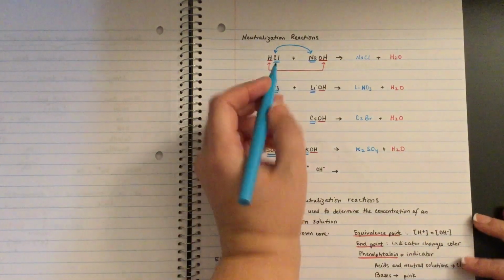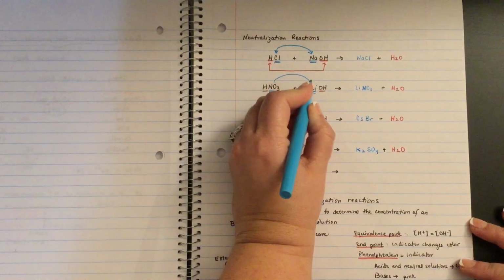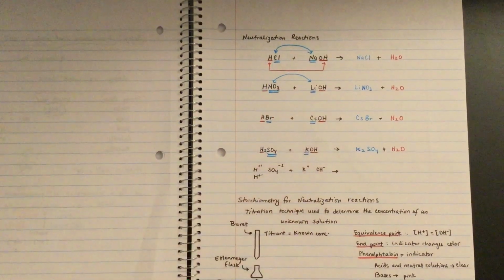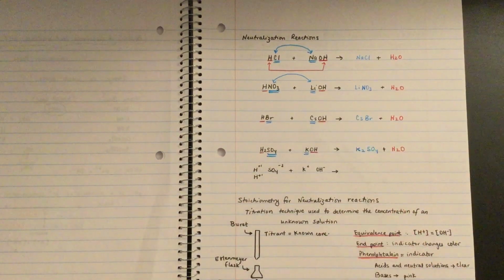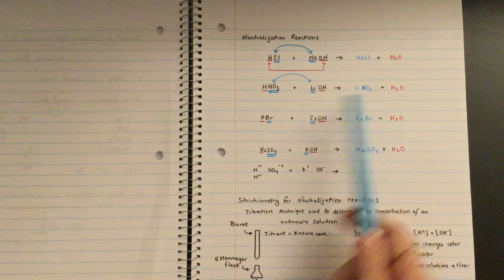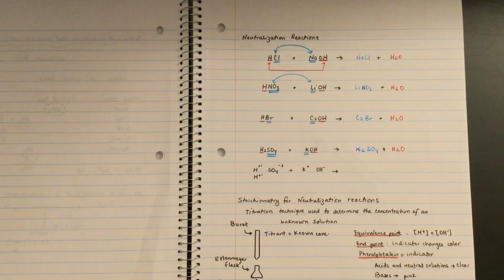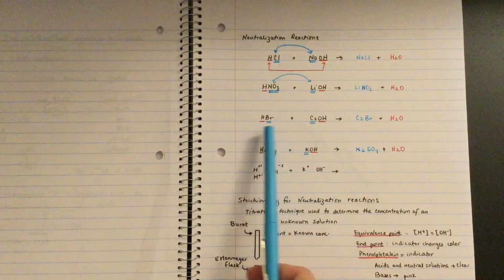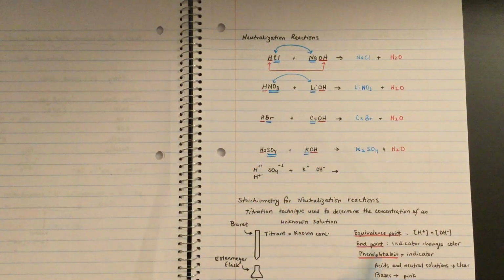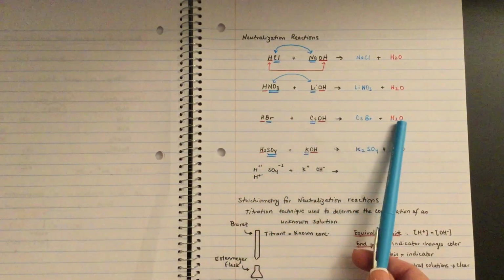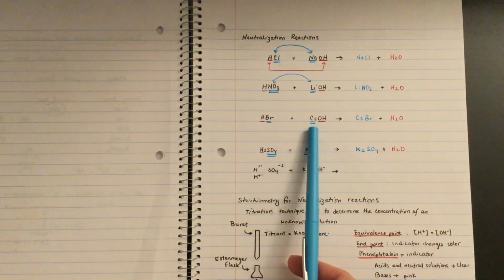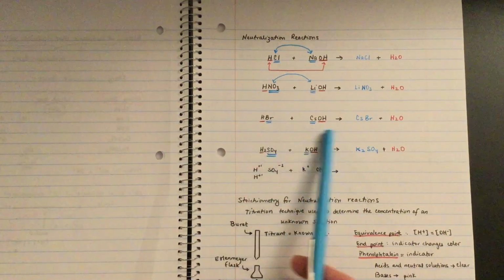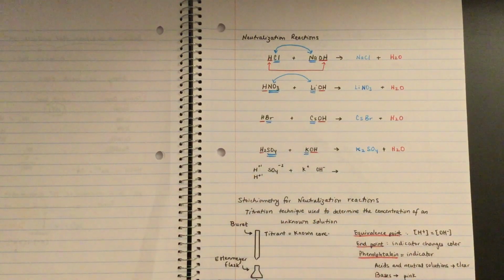Then the other two are lithium and your nitrate. Lithium and nitrate. Lithium is +1, nitrate is -1, so you don't need any subscripts in that formula. Next example, same thing, H and OH, that gives you the water, and then the cesium ion and the bromide ion, they combine to give you your ionic compound, cesium bromide.